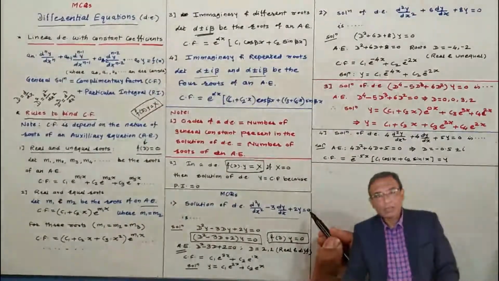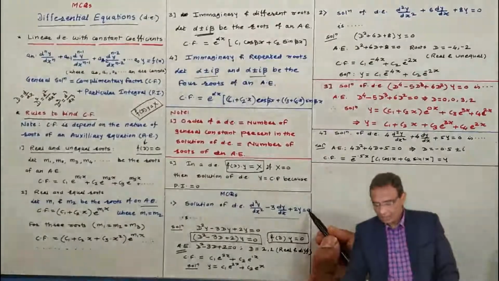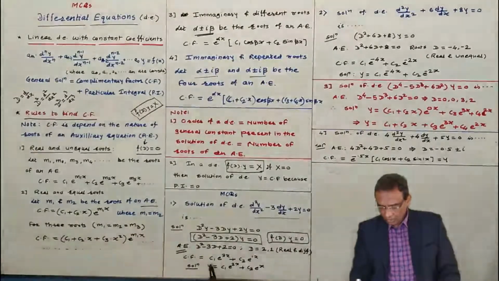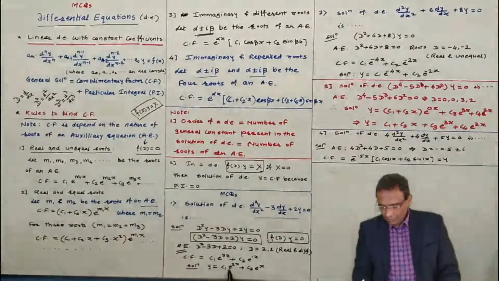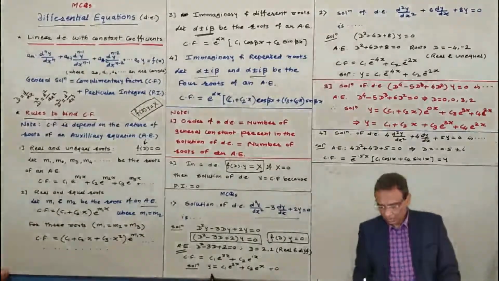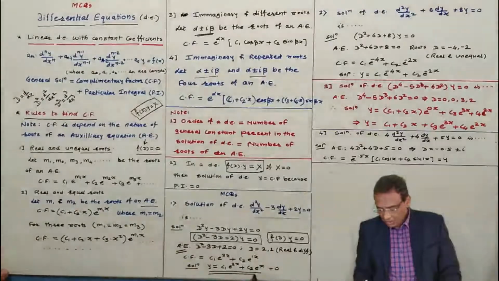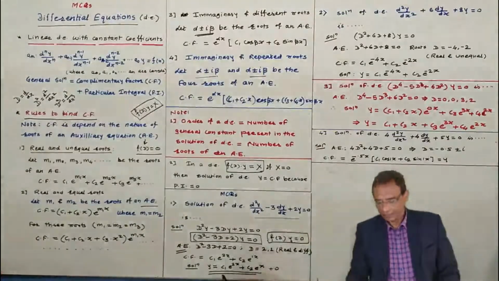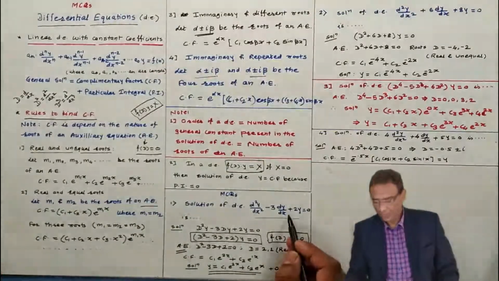As the right hand side is 0, the particular integral is 0. Therefore, y equals the complementary factor plus the particular integral 0. This is the solution of this differential equation.